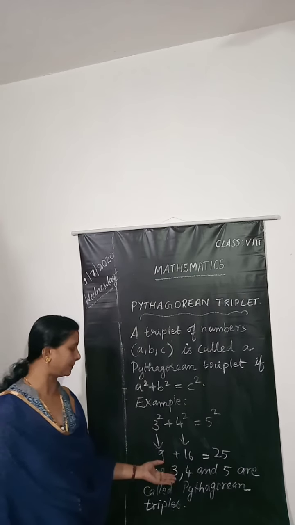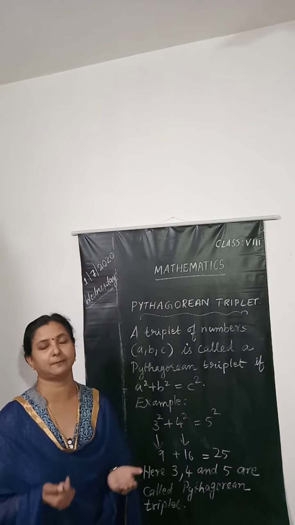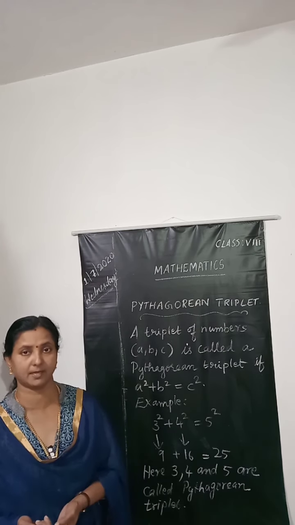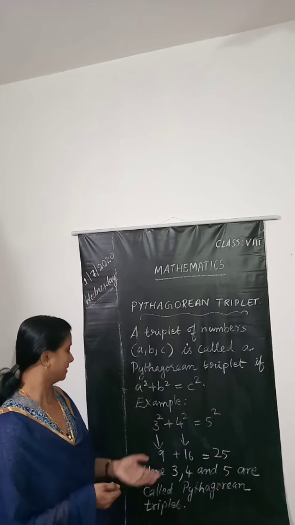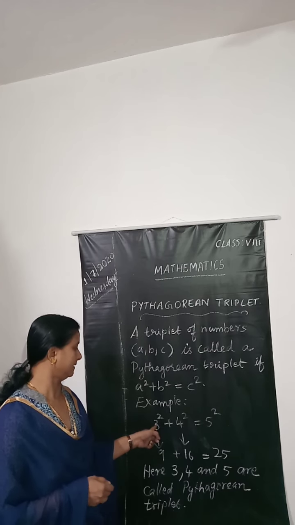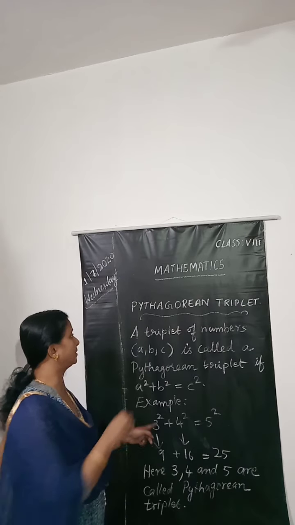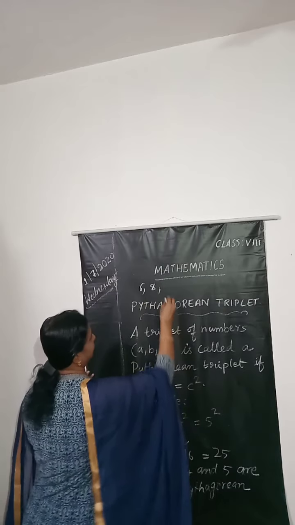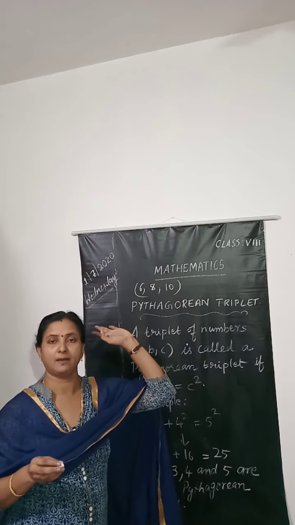We can find more Pythagorean triplet using these three numbers, that is 3, 4 and 5. If we multiply that 3, 4 and 5 by numbers 2, 3, 4, 5 etc. simultaneously, then the product formed will be also a Pythagorean triplet. For example, if you multiply this 3 with 2, 3 into 2, it is equal to 6. Then 4 into 2 is equal to 8. And 5 into 2 is equal to 10. So this 6, 8 and 10 are also called Pythagorean triplet.